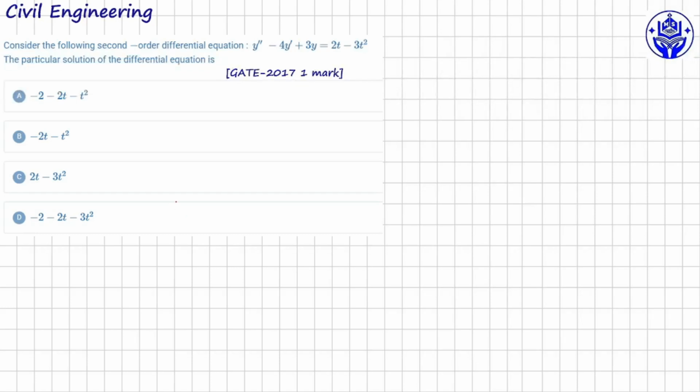Next question. Consider the following second order differential equation. What is the particular solution of this differential equation? Whenever you have this kind of differential equation, y double dash minus 4y dash plus 3y equals 2t minus 3t square, this is a second order differential equation in which the solution is basically the complementary function and the particular solution. The particular solution is basically the solution of the inhomogeneous part. So for this, we'll write it like this.